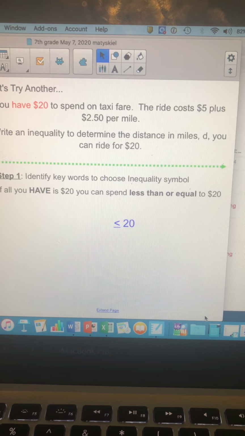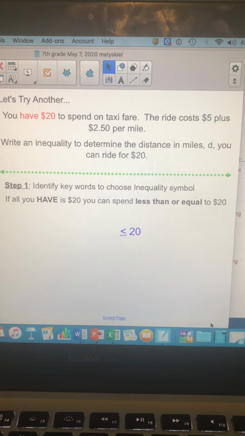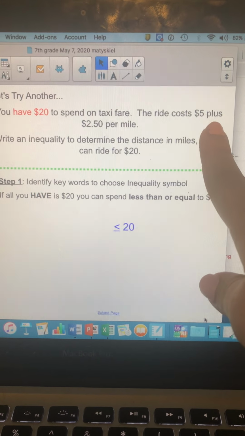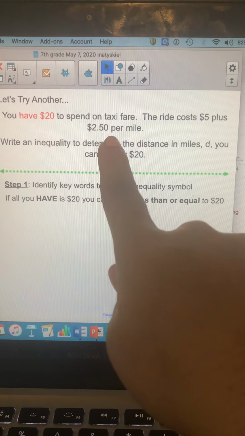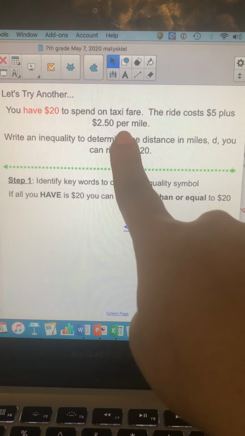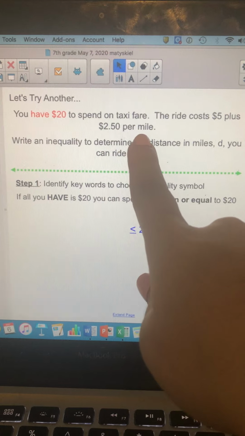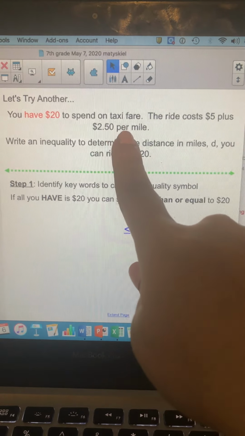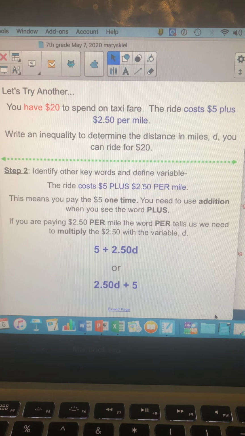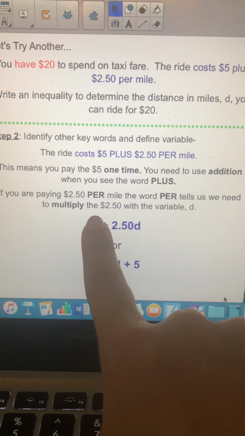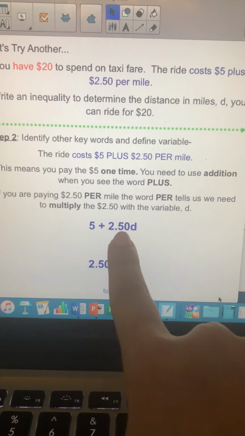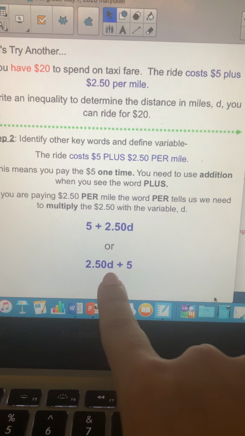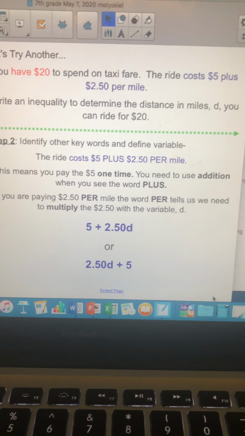That's going to be a one-time charge again. Just for getting in the cab, it's going to cost you $5 plus, that indicates addition, so 5 plus $2.50 per mile. Per is another word that indicates multiplication. We don't know how many miles. That was our variable D. So it would be $2.50 times D. So that part would look something like this. $5 for getting in the cab plus the $2.50 per mile, or you could have written it the other way, commutative property, $2.50 times D plus the $5 for getting in.